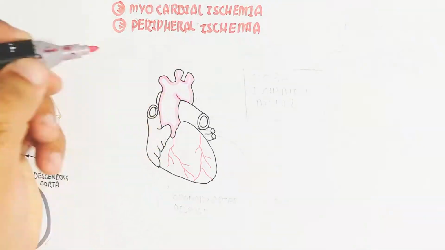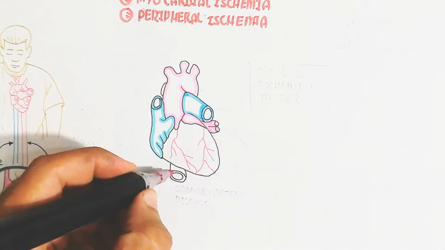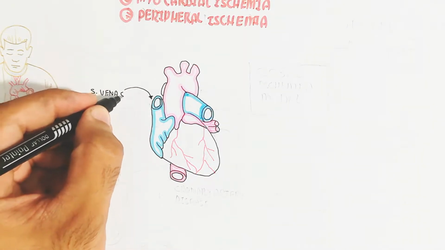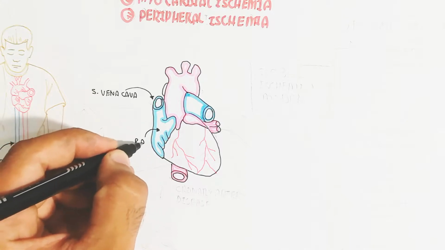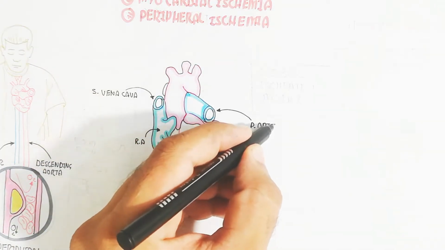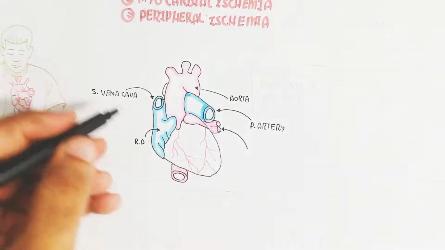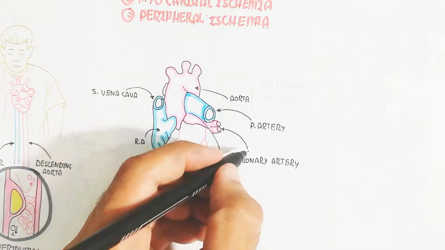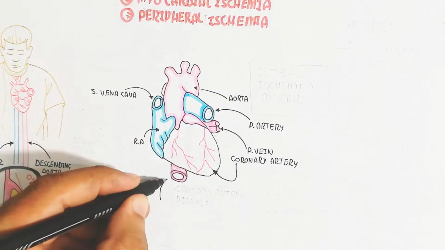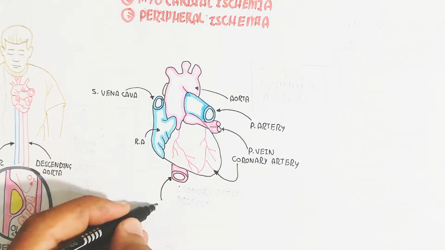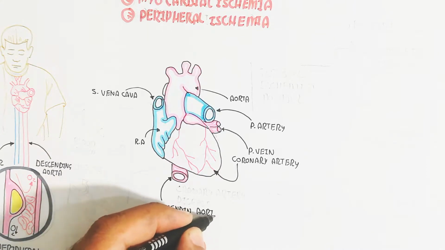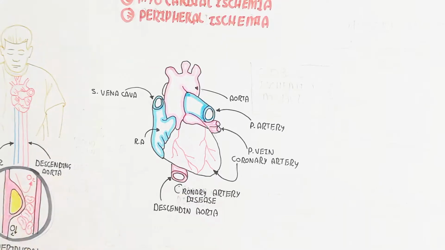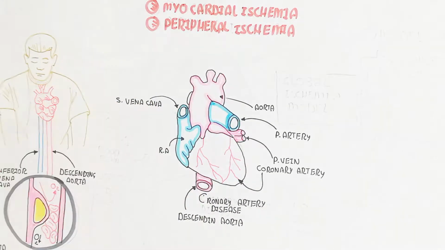So let's begin to understand myocardial ischemia, which involves myocardiocytes, cardiomyocytes. So in this way, here is the superior vena cava, right atrium, pulmonary artery, aorta, and this is the coronary artery and the pulmonary vein. And this is the descending aorta. So let's begin to understand the coronary artery. We are focusing on the coronary artery to understand the ischemia. So that is myocardial ischemia.